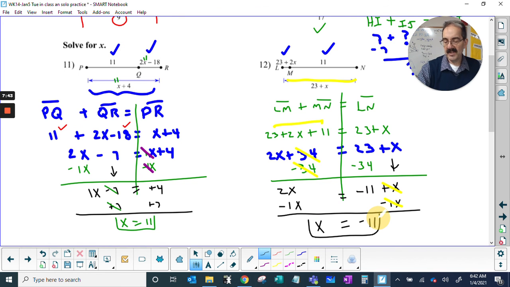All right, so, recap. Linear pair, straight line. Supplementary, 180 degrees. Complementary, 90 degrees. Then sometimes they don't add up to a perfect number, so we have to add two angles together. And then segment addition: this piece plus this piece gives us the total piece.